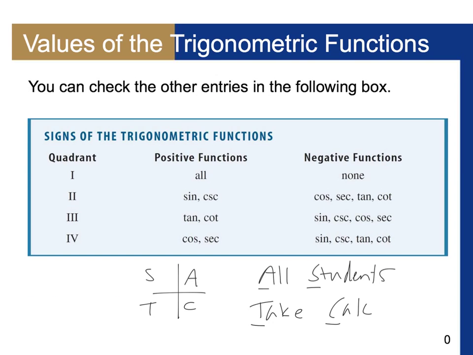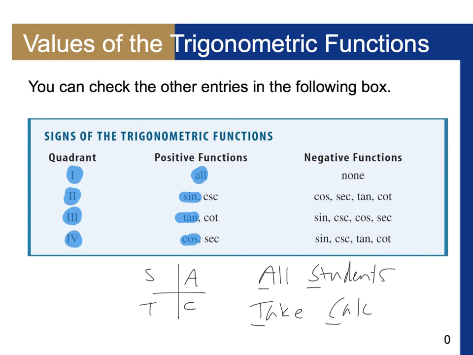So here's how we determine which functions are positive. In quadrant 1, all the trig functions are positive because x and y are both positive. In quadrant 2, sine and cosecant are positive. I'm just going to highlight sine. In quadrant 3, tangent is positive only, because sine and cosine are both negative. And then in quadrant 4, cosine is positive.